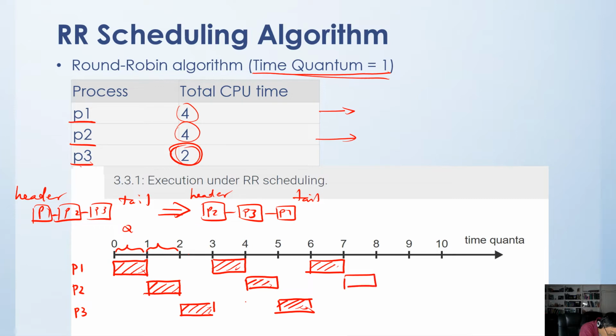P2. Now since P3 has completed, the switch can be back and forth between P1 and P2, and then P2, and that's it, right? So we're done. So that's the round robin.